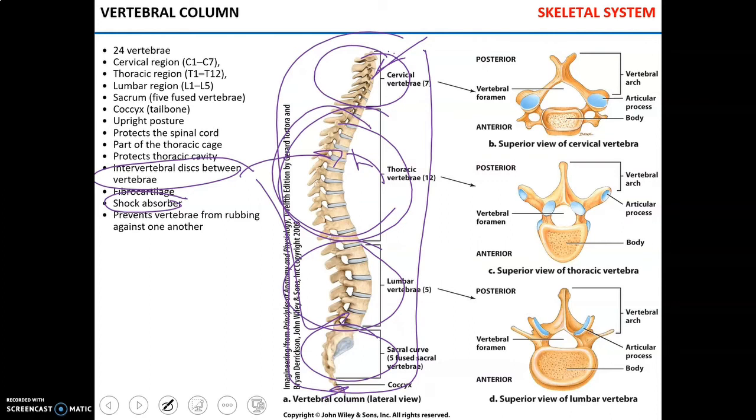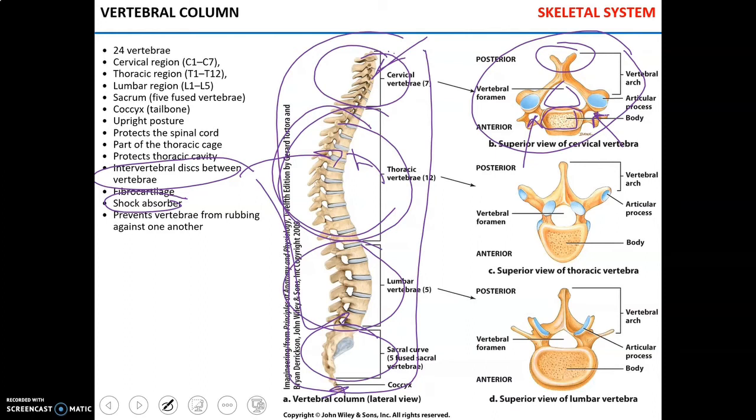Vertebral column also protects the spinal cord, which is encased in it. And here you can see how structure of the vertebrae reflects their function. So cervical vertebrae are relatively light. They have relatively small body, triangular vertebral foramen. They have bifid spinous processes, and they have transverse foramina. Transverse foramina are found only in cervical vertebrae.